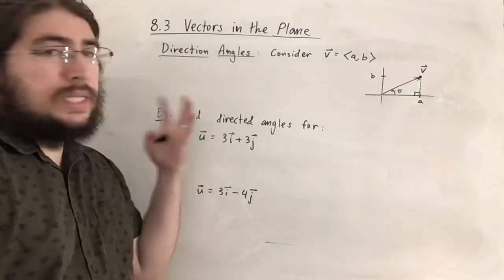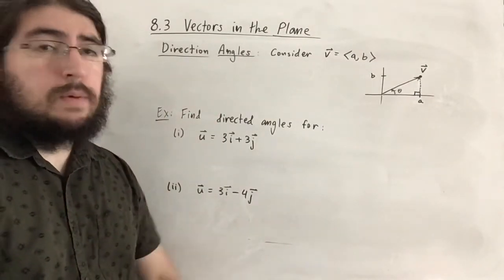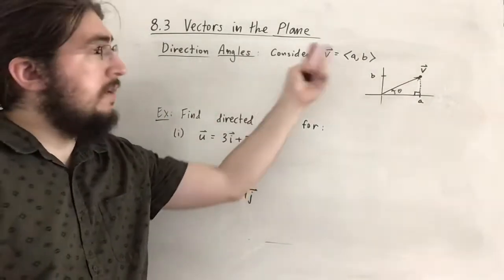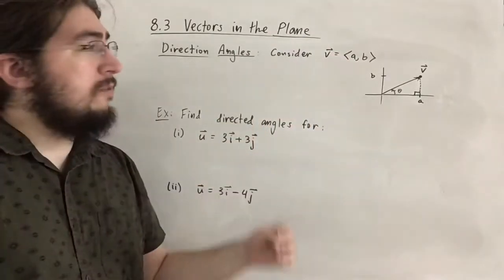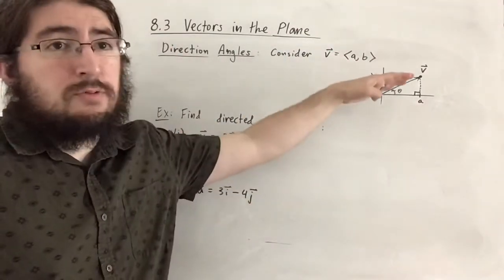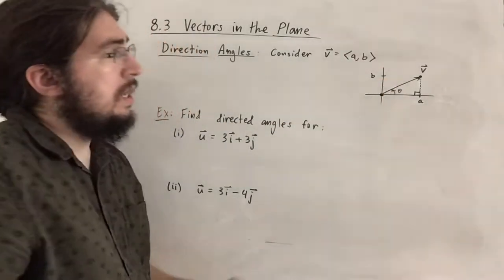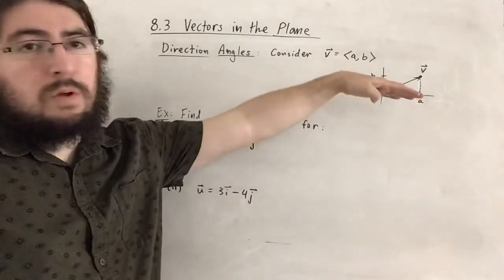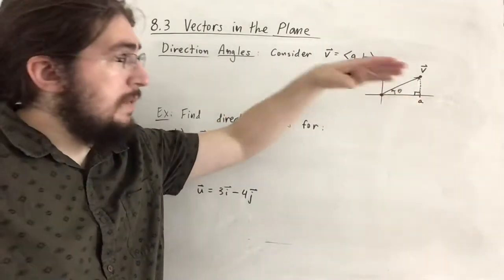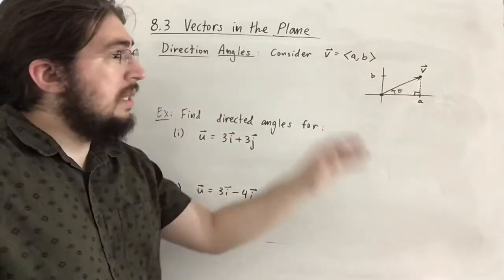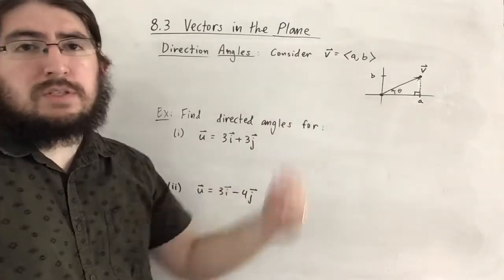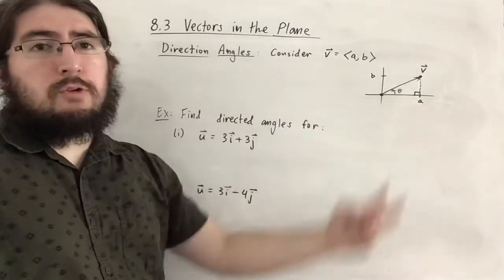All right, so as far as directed angles go, there's quite a bit we can discuss here. Let's first consider the vector a comma b in component form. And if we draw it in standard position, meaning that it starts at the origin, of course, we'll define the angle theta to be the angle from the positive x-axis. So here I'm considering a and b to be in the first quadrant, but it could be in the second, third, or fourth quadrant as well.